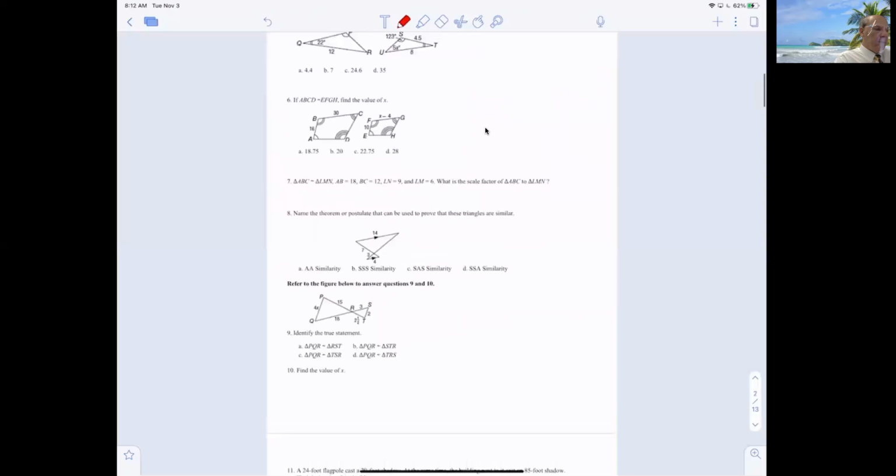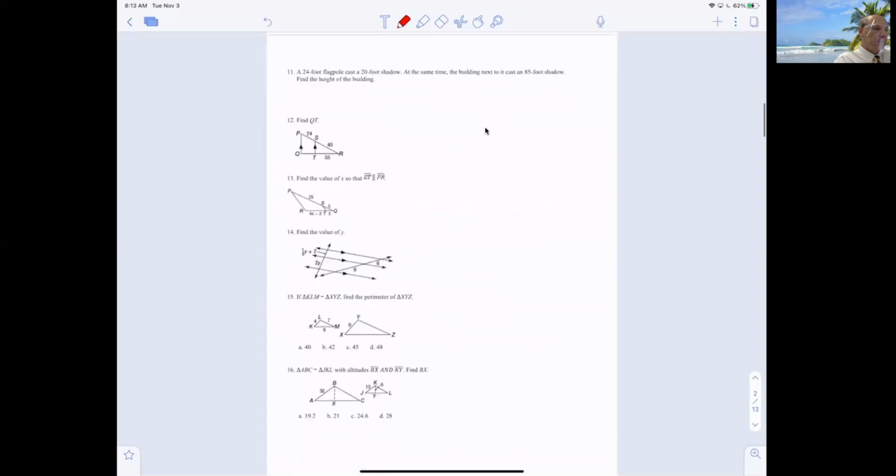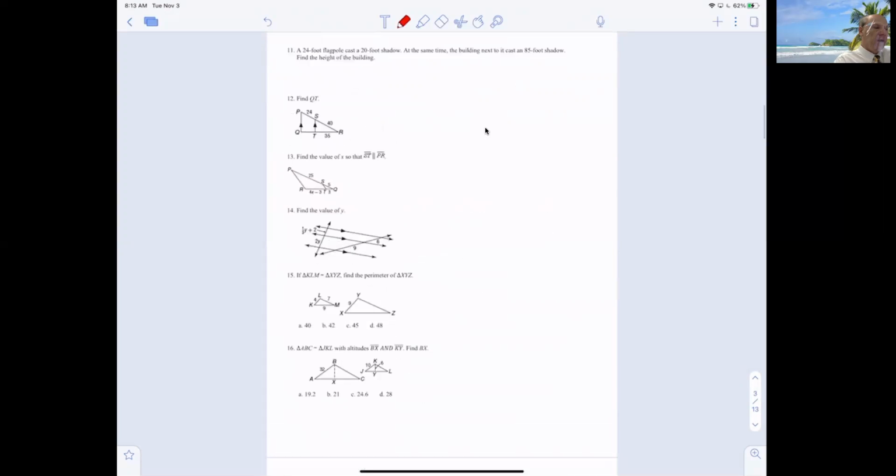So now we were on the second page. Anybody have any questions through 10? Nothing through 10. Okay, 11 through 16. Yes. 14. All right, let's take a look at 14, see what the problem is.